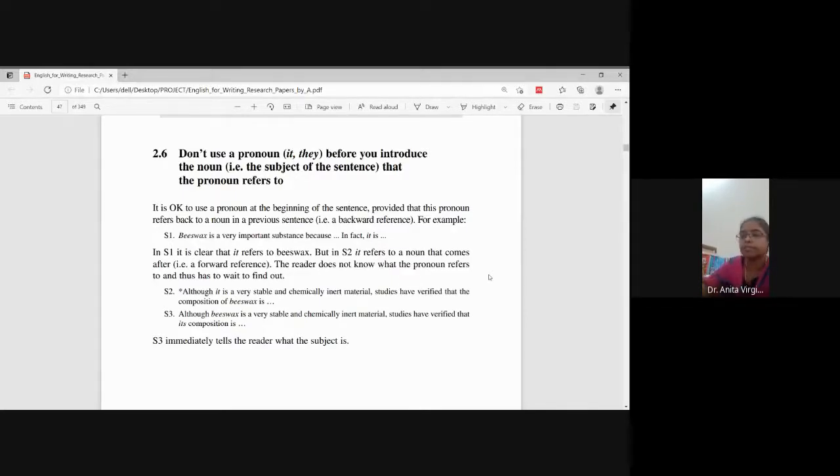For example, "Beeswax is a very important substance because..." and then you give something there. "In fact, it is..." Here "it" denotes the beeswax again, so you need not repeat "In fact, beeswax is". Pronouns can be used, but first the noun should be used and then the pronoun. I think you wouldn't have committed mistakes here because it is very basic and simple, isn't it? So no problem there.